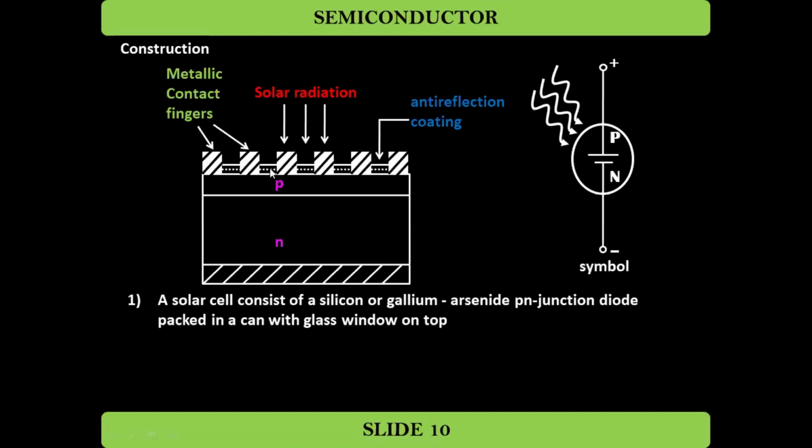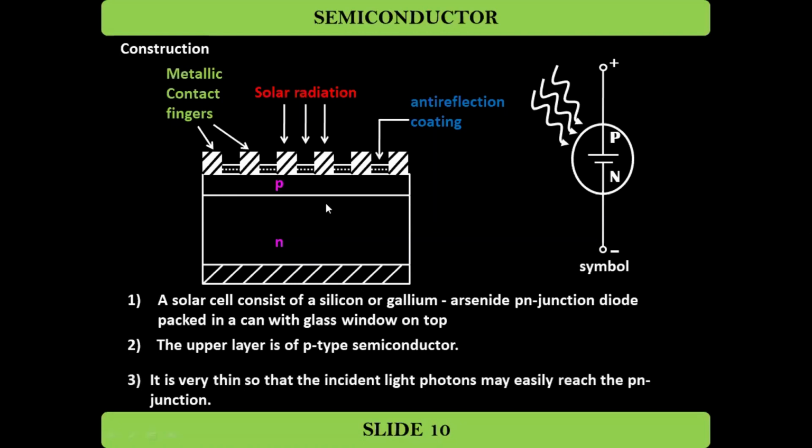Here you can see, the upper layer is P-type as shown in the diagram, and the lower will be N-type. An important thing to note is that the thickness of the P-type layer is less compared to N-type. Why? Because we want the solar radiation to reach the junction, so the P-type material of the diode is comparatively less thick.